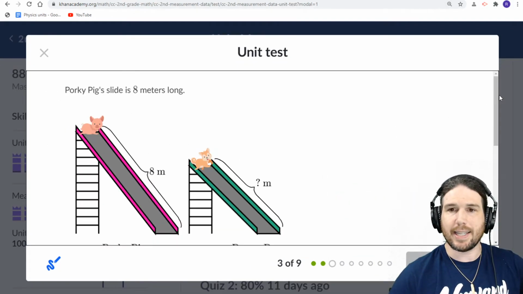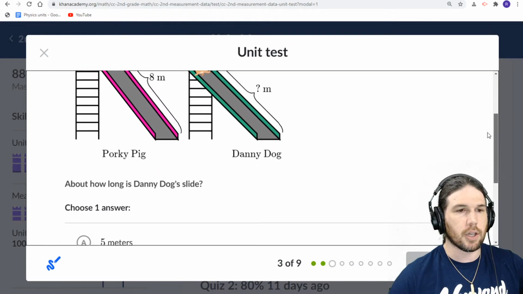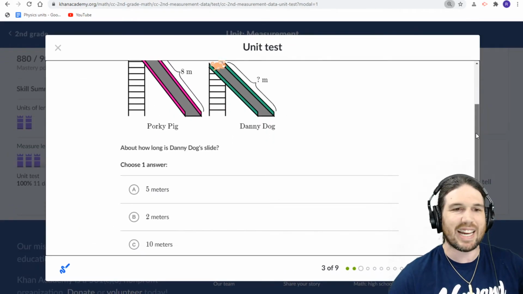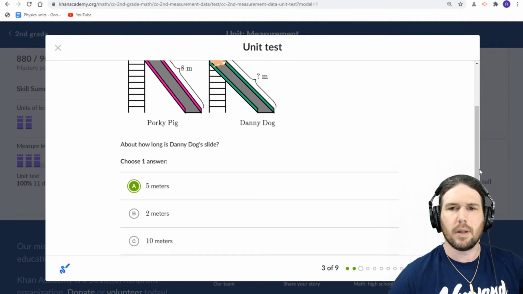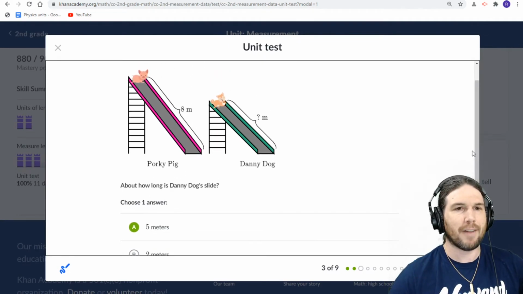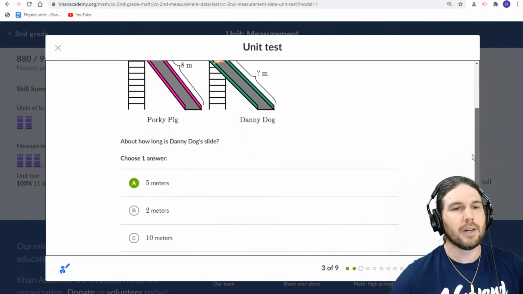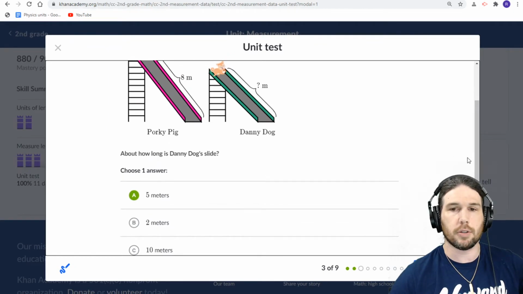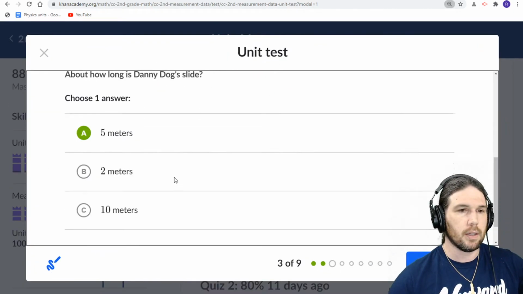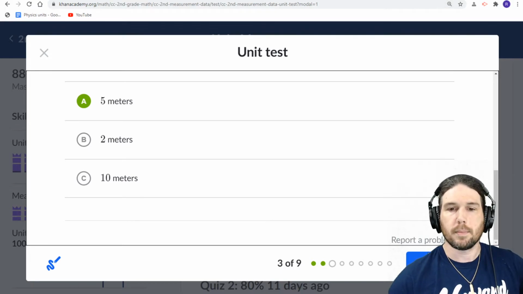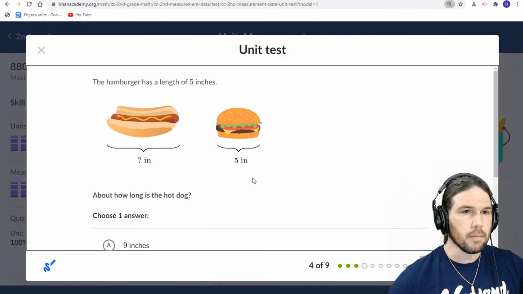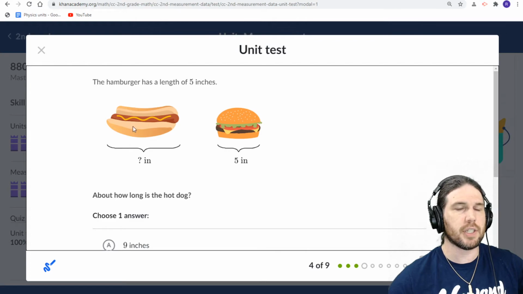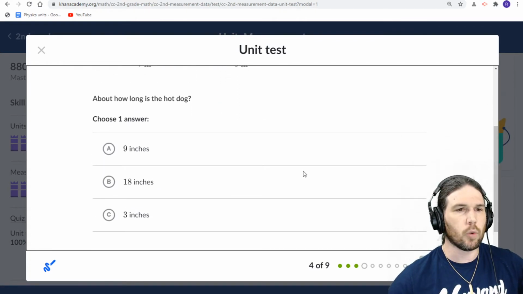Porky's slide is 8 meters long. Danny Dog's is something like 5. It looks like it's a little bit more than half. I would say it's probably like 4 or 5. It's definitely longer than 2, and it's definitely shorter than 10. Hamburger has a length of 5 inches. The hot dog looks like it's about twice as long, maybe a little bit less. So we'll call it 9.